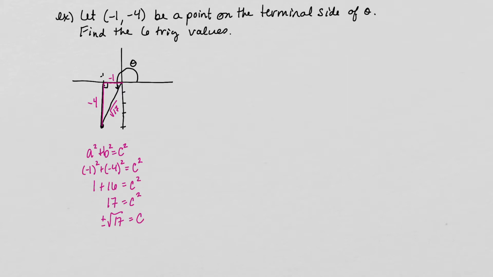And so now we're just going to read off those values. The sine of theta is the opposite over the hypotenuse, so -4 over the square root of 17. The cosine of theta is the adjacent, -1 over the square root of 17. The tangent of theta is the opposite, -4 over the adjacent, -1. Now, -4 over -1, I can simplify. That's just +4.